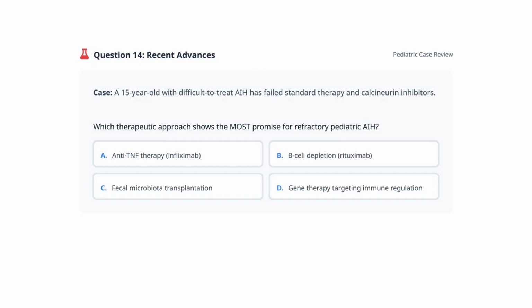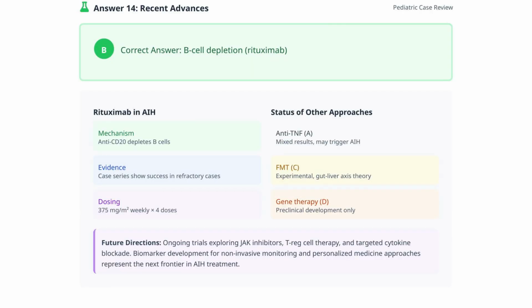A. Anti-TNF therapy, infliximab. B. B-cell depletion, rituximab. C. Fecal microbiota transplantation. D. Gene therapy targeting immune regulation. The correct answer is B. B-cell depletion with rituximab. Among emerging therapies for refractory autoimmune hepatitis, rituximab has the most clinical evidence in pediatric cases.